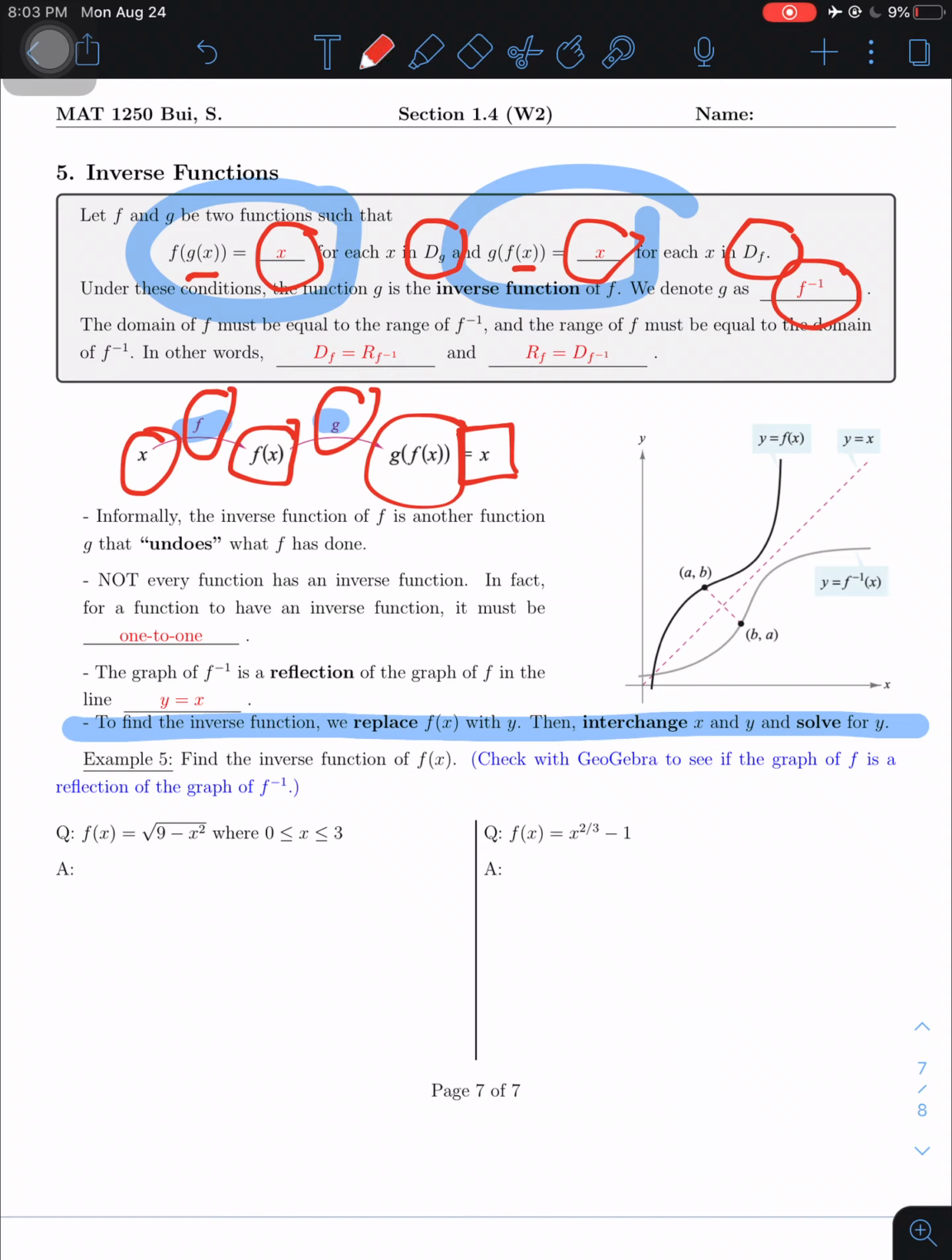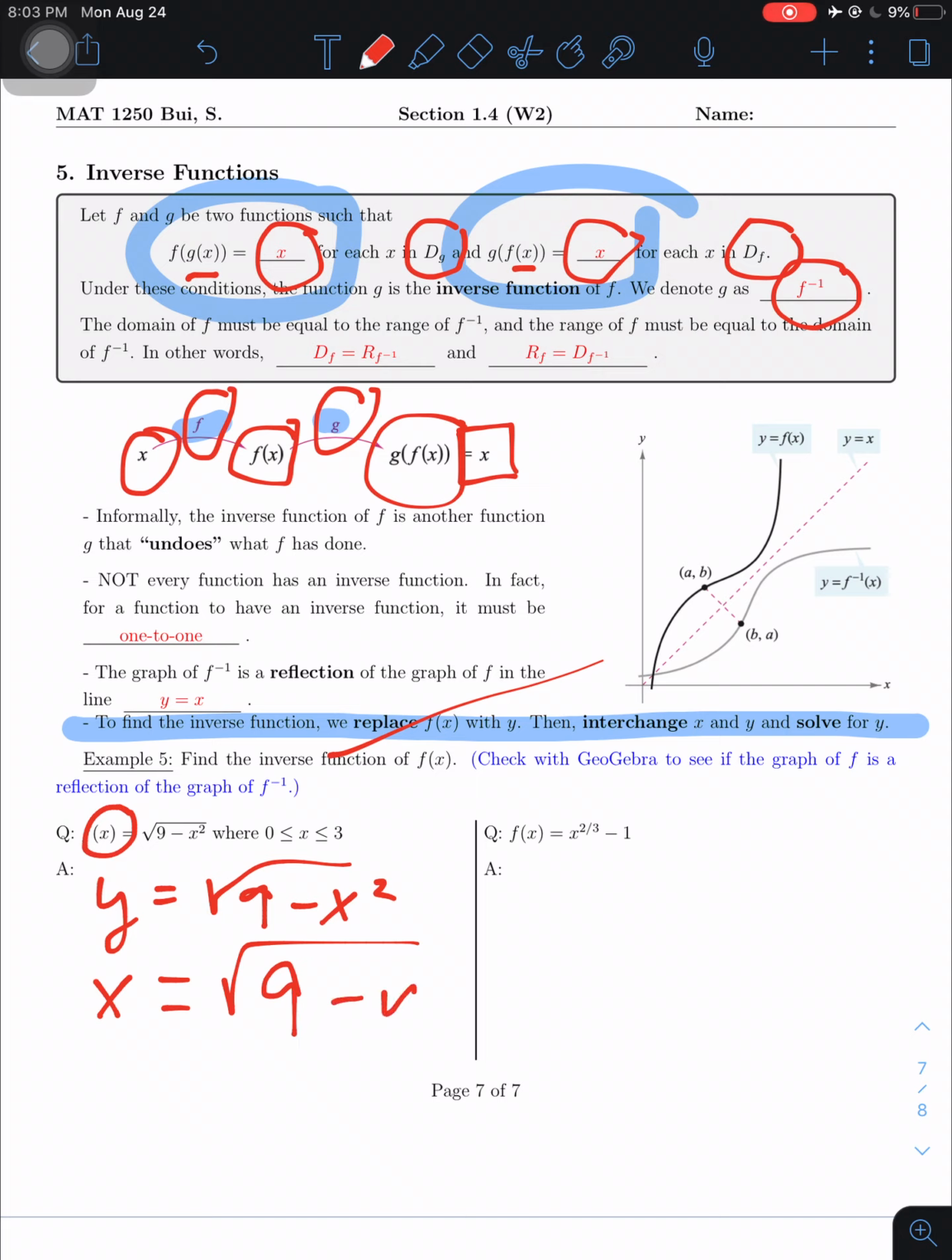First step first, we replace f of x by y. So here we have f of x, we write y for it, and then we rewrite everything else. So we have y equals the square root of 9 minus x squared. Done, right? The second step, interchange x and y. So we have x in place of y, and we have y in place of x. Second step, done.